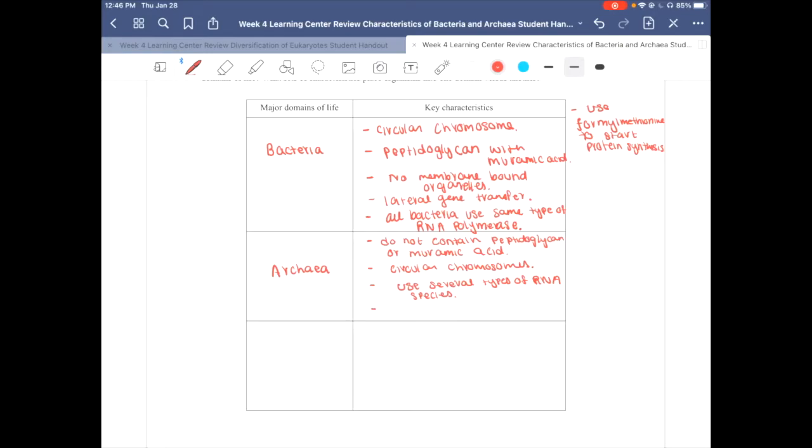And then Archaea use methionine as their initiator. And this is more similar to us than it is to bacteria, the fact that they use methionine for their initiator. And then let's finally look at eukarya.